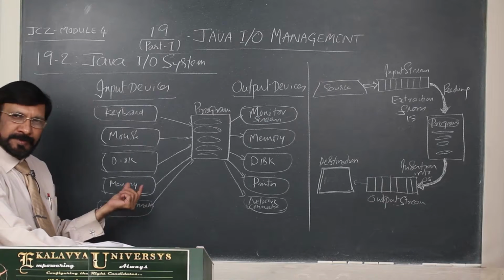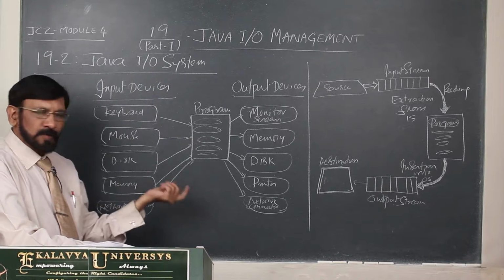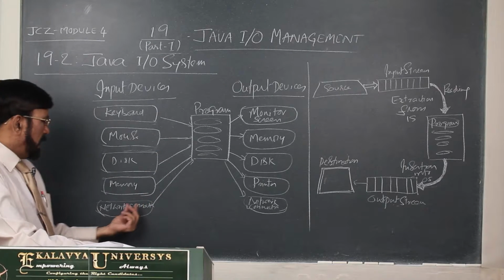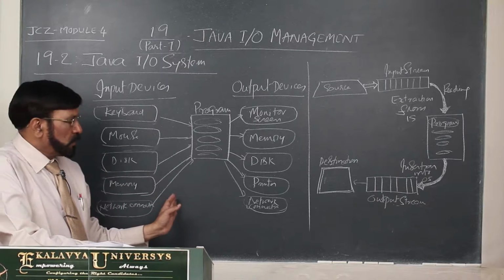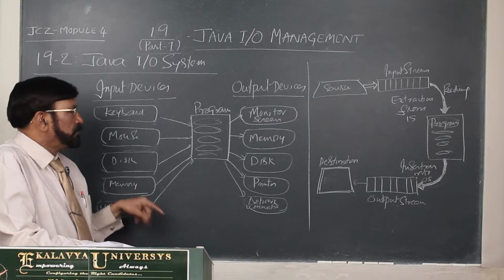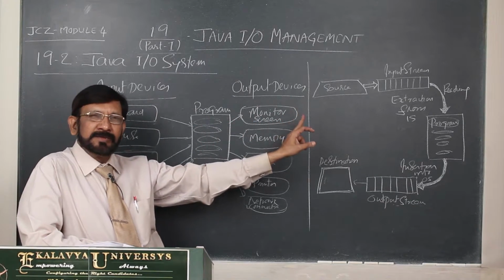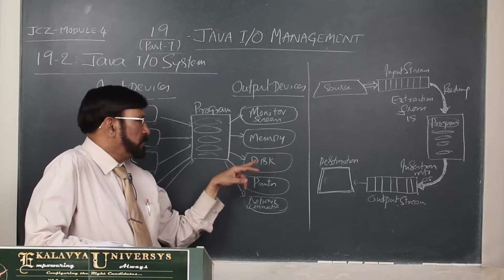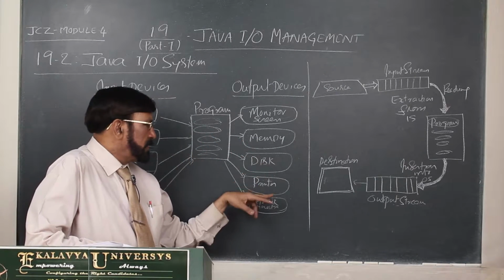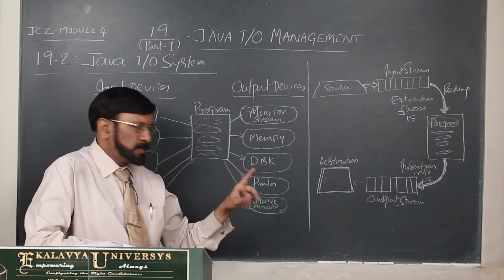Memory is also both an input device and an output device, and network connection is also useful for both input and output, so I/O. As far as the monitor screen is concerned, it is only an output device. Memory, both I/O. Disk, both I/O. Printer, only an output device.